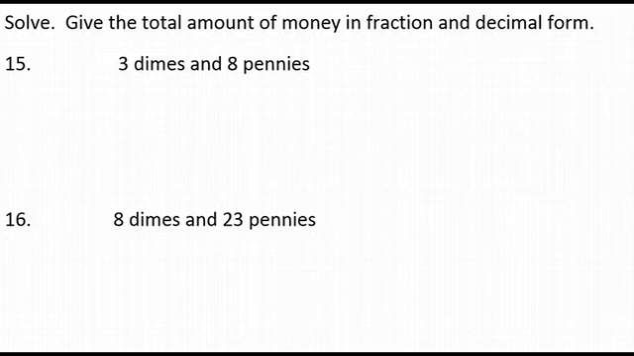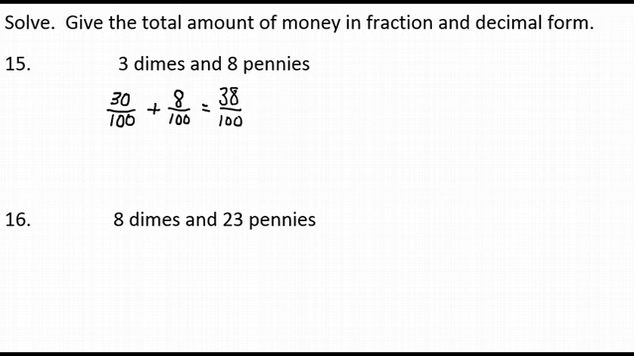So in the first question, we have 3 dimes and 8 pennies. Well, 3 dimes would be the same as 30 cents out of the 100 cents that makes a dollar. And then I'm going to add to it 8 pennies. 8 pennies is 8 cents out of the 100 cents that make a dollar. Combine those, and we get 38 hundredths. So 3 dimes and 8 pennies is the same as 38 hundredths of a dollar.